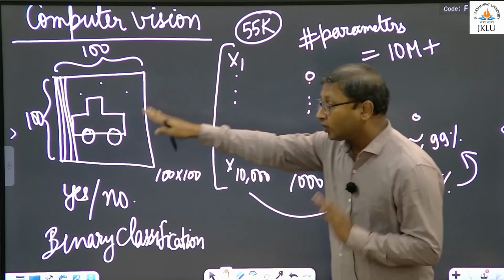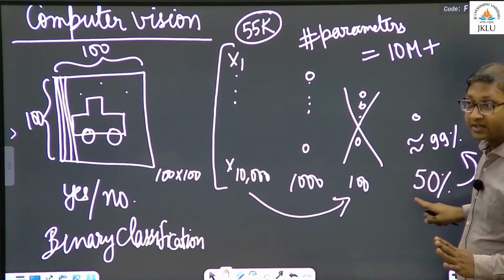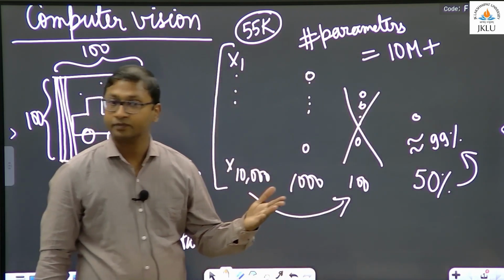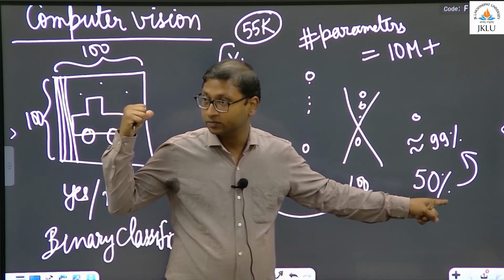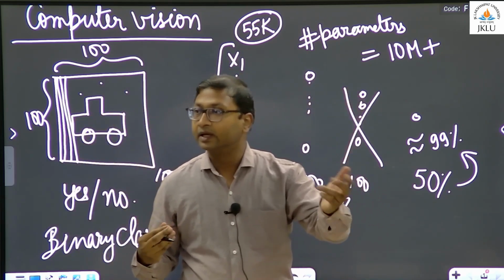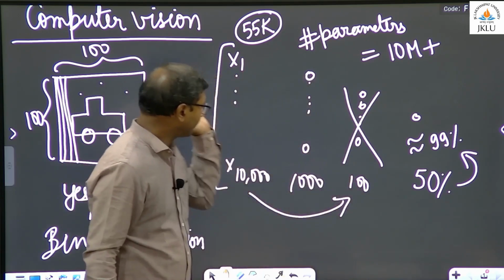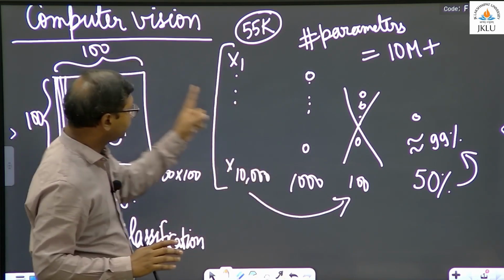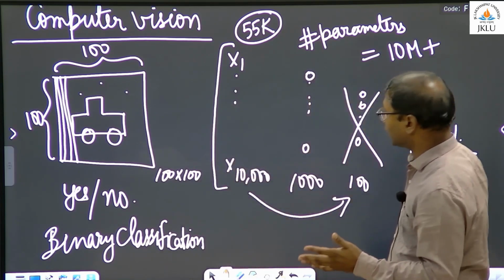So if you want to do binary classification, random guessing already gives you an accuracy of 50%. And we are assuming that our data set is not skewed. That means roughly 50% are cars and roughly 50% are not cars. So we don't really need to do anything. We can still use good old feed forward neural networks and do our task.